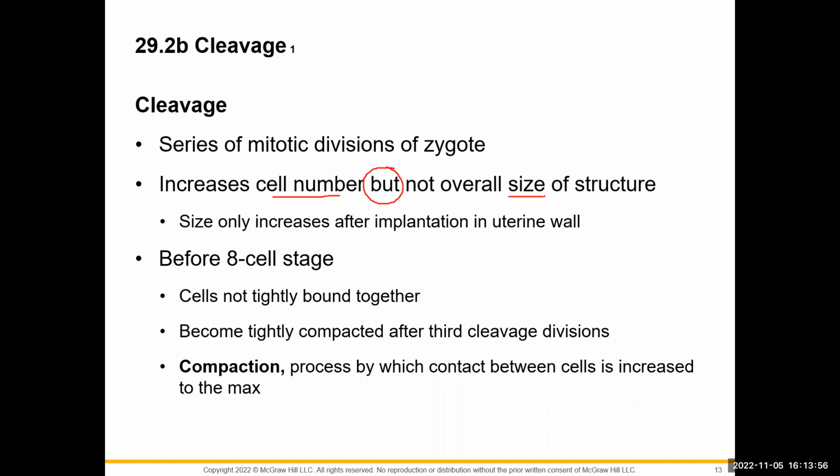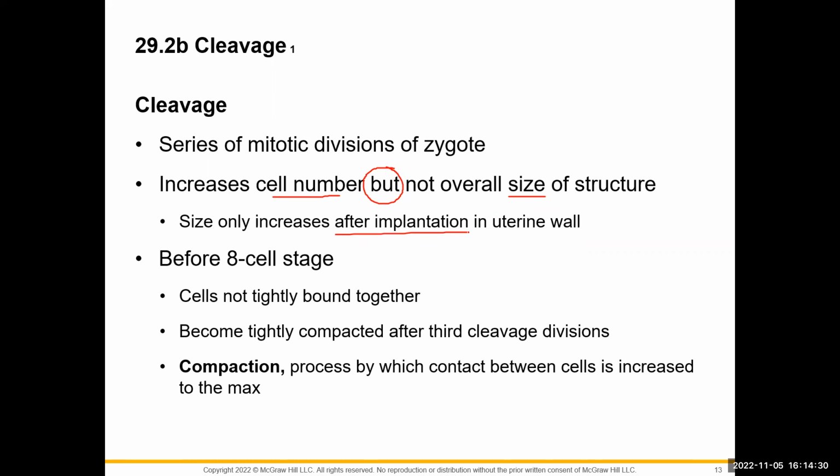The only time we're going to see an increase in size is when the zygote, though it's not called a zygote at that time, it's called the blastocyst, implants itself into the uterine wall. It burrows itself in, and then we start to see a significant increase in the size of that structure, but not until implantation occurs. So we see this cleavage period occur, going from 1 cell to 2 cells to 4 cells to 8 cells.